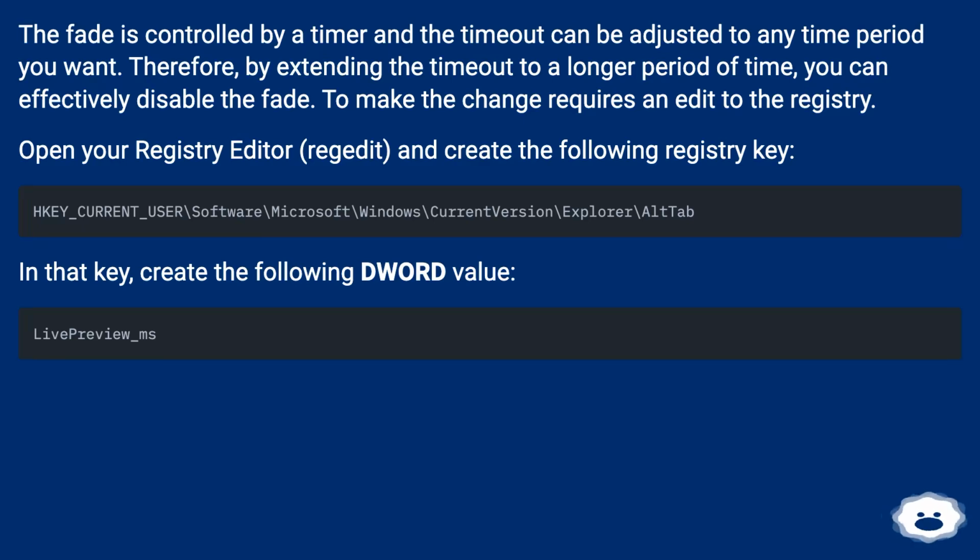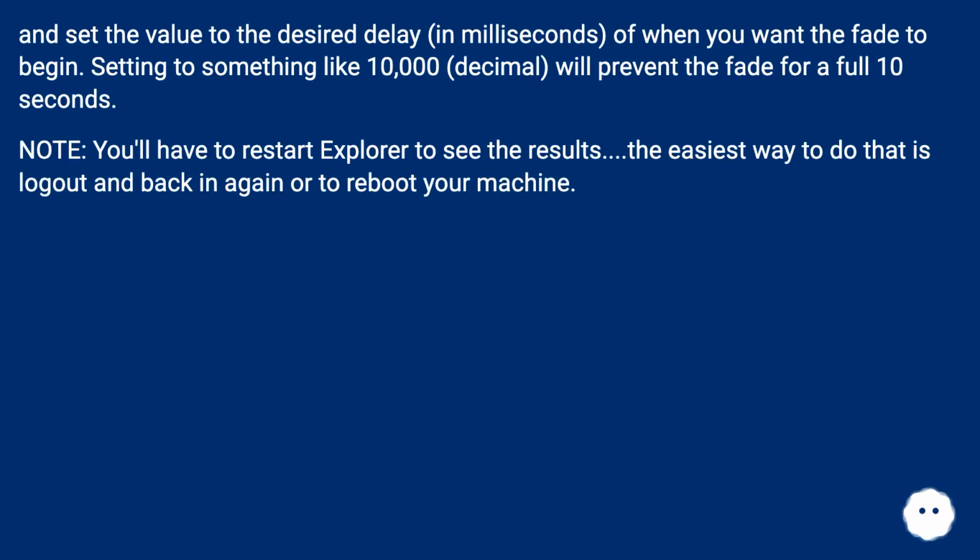In that key, create the following DWORD value, and set the value to the desired delay, in milliseconds, of when you want the fade to begin. Setting it to something like 10,000 decimal will prevent the fade for a full 10 seconds. Note, you will have to restart Explorer to see the results. The easiest way to do that is to log out and back in again, or to reboot your machine.